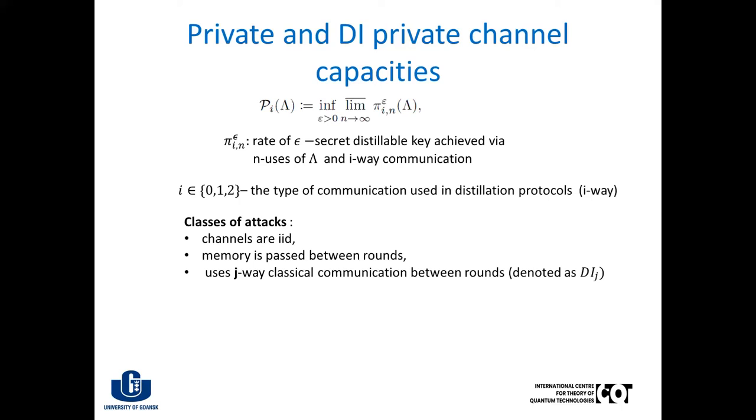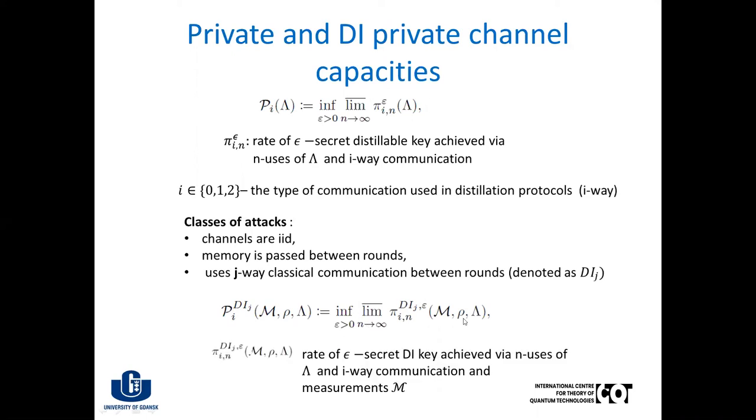The index will be J here, between rounds. Before Alice and Bob press the button, the device can talk with some communication. And after they press the button, in a non-signaling way, the device again can talk with J-way communication. Then you obtain a quantity decorated like P DI J I. I stands for the operation of Alice and Bob, and J for Eve's operation, the device operation, which is dishonest. So this quantity for a setup M rho lambda is the limit of P decorated with even more indexes, which is the rate of epsilon secret DI key achieved via N uses of lambda, I-way communication and measurements M, right? This is my figure of merit, and we want to bound this monster by something a little bit simpler.